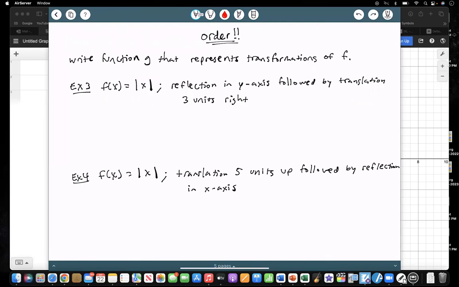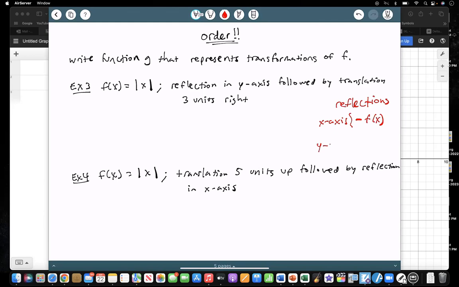So for example, looking at this first one here, we have our parent absolute value function. Okay, so we want a reflection in the y-axis followed by a translation 3 units to the right. Okay, so remember for reflections, if you want to reflect it across the x-axis, you make the other one what? So you make the y negative. So y is the same as f of x. So you want to make the entire f of x negative.